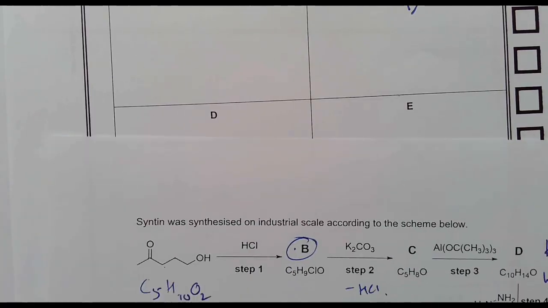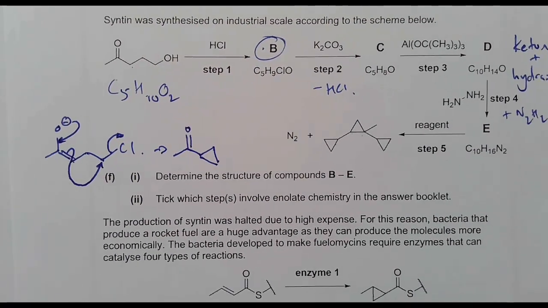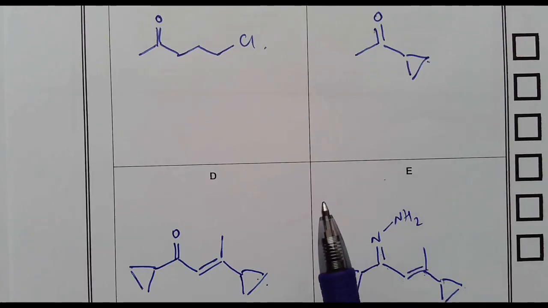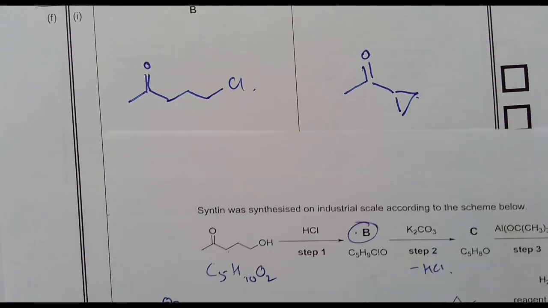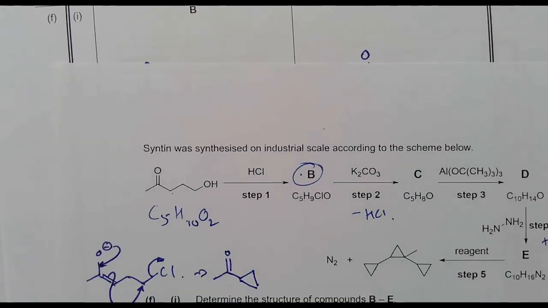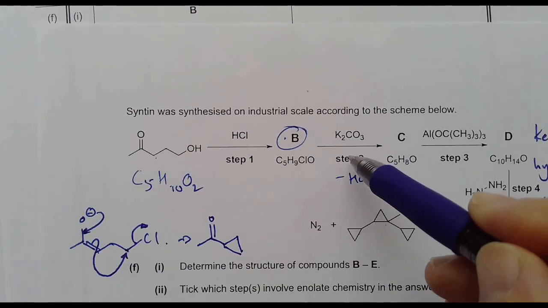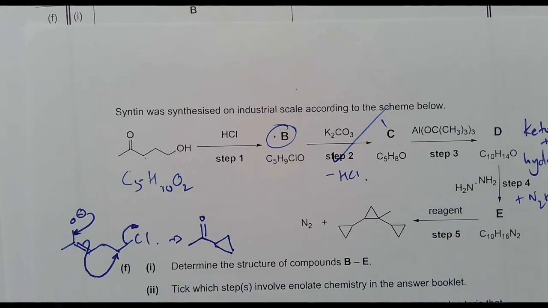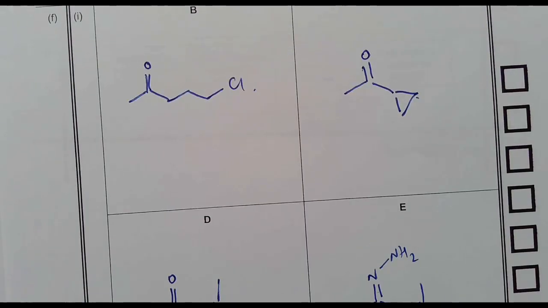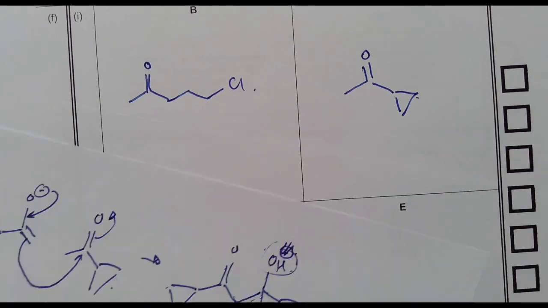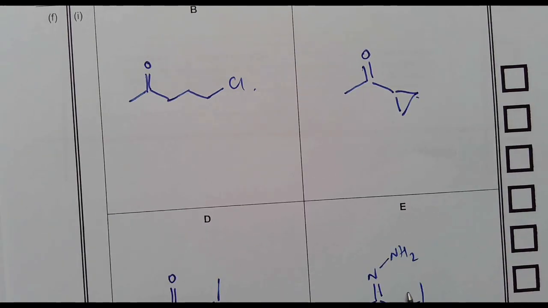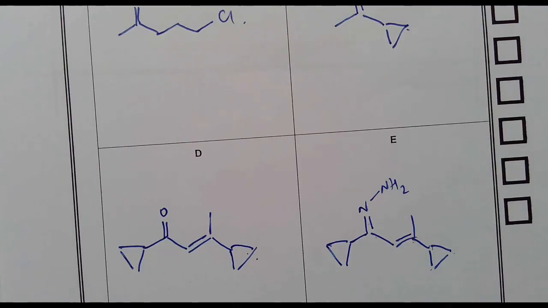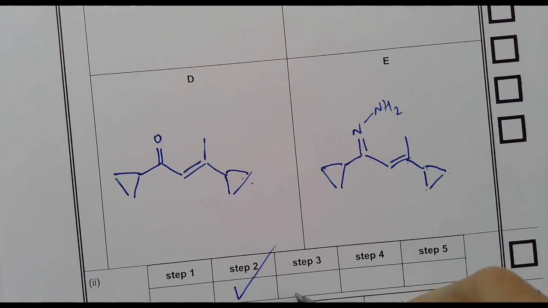Tick which steps involve enolate chemistry in the answer booklet. So where did I use enolate chemistry? I didn't use it to make this. I did use it to make this, remember here. So step 2, yes, that used enolate chemistry. Here, yes, I used it there when I did this. So step 3 used enolate chemistry, and then step 4 was to make this, which is something else, so I don't know what that is. So step 2 and step 3 use enolate chemistry.